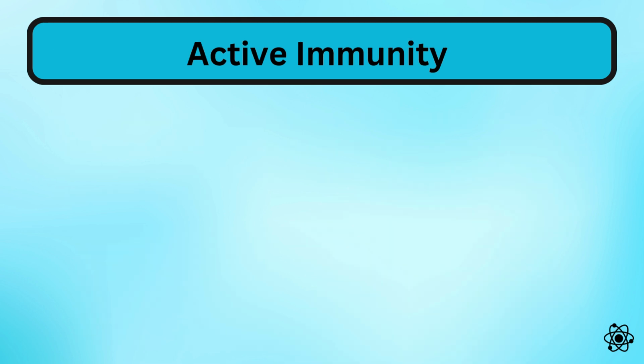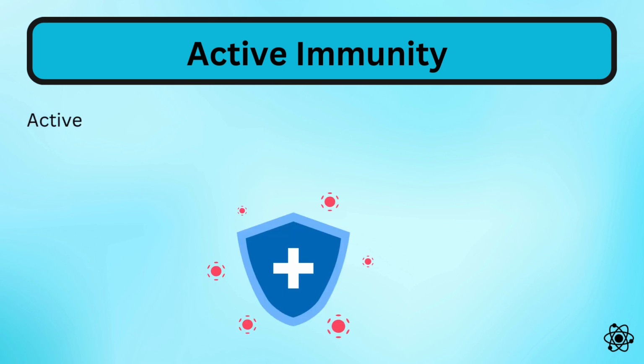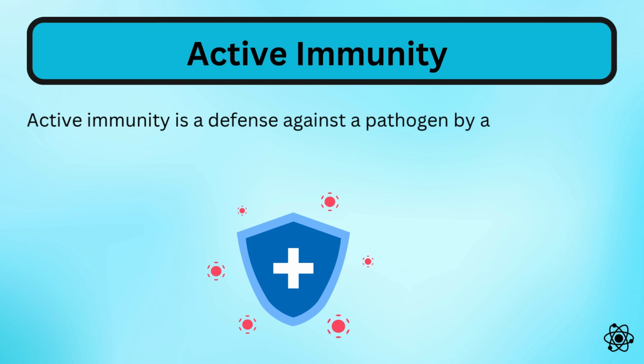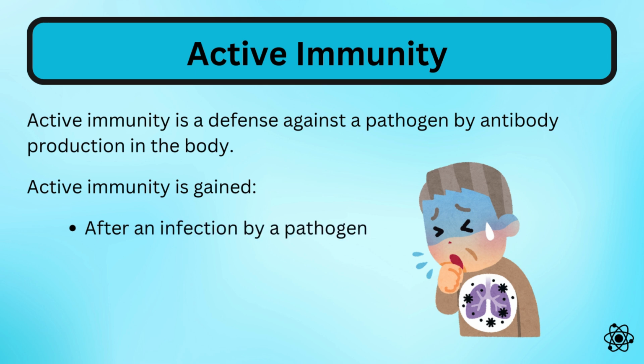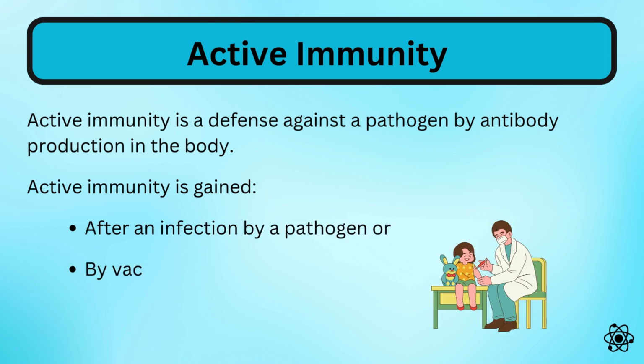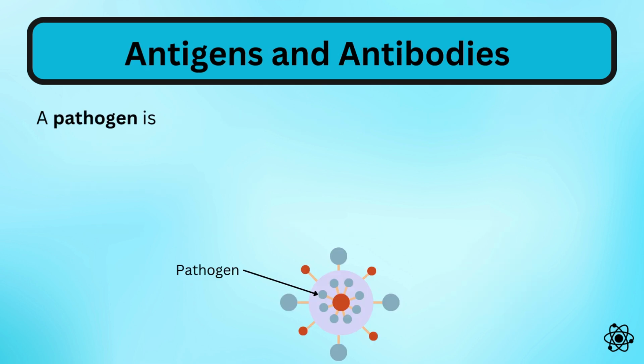Let's learn about active immunity. Active immunity is a defense against a pathogen by antibody production in the body. Active immunity is gained after an infection by a pathogen or by vaccination. So, as we know, a pathogen is a disease-causing organism.